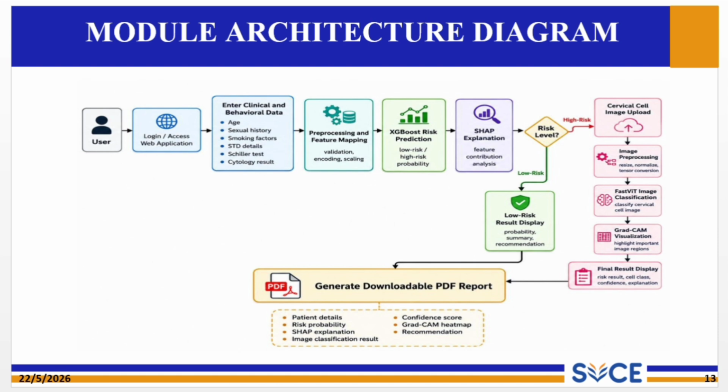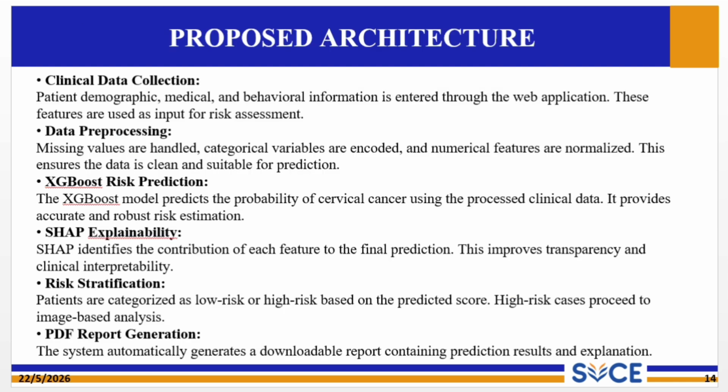If the patient is classified as high risk, cervical cell images are uploaded and analyzed using the FastVIT model. SHAP and GradCAM provide explainability for both stages. Finally, the system generates an automated PDF report along with an AI-assisted summary.